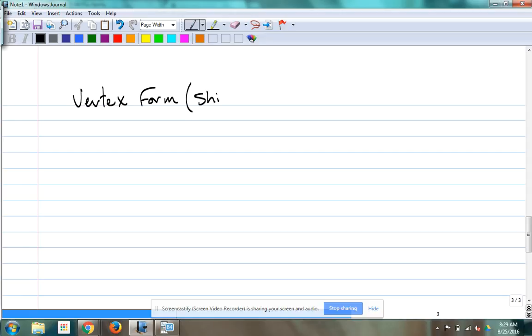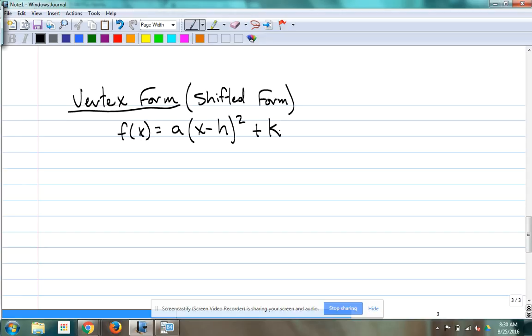Sometimes you'll hear this called shifted form. Vertex form is what I'll call it most all the time. But I've had college textbooks where it called it shifted form. And it meant like they moved it to the left, to the right, up, down, that sort of thing. All right, so vertex form, f of x is equal to a, there's that a again, x minus h squared plus k.